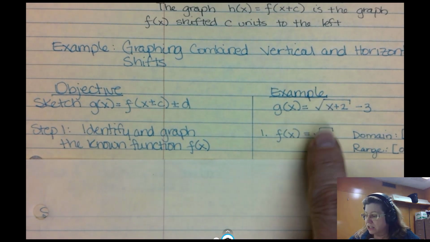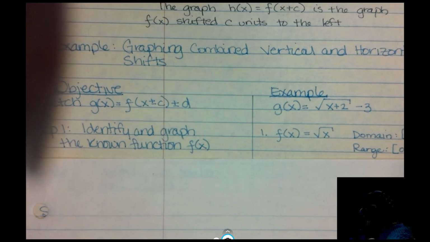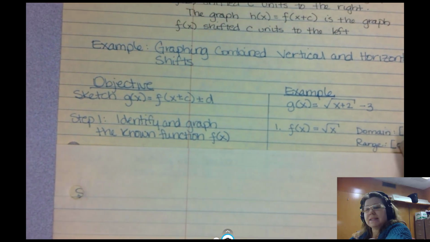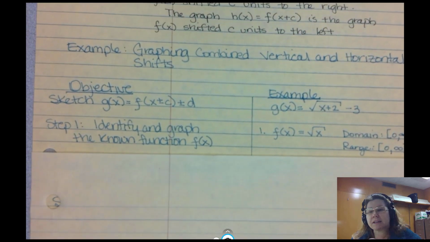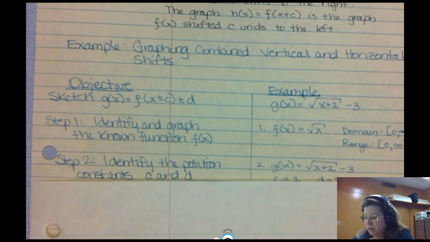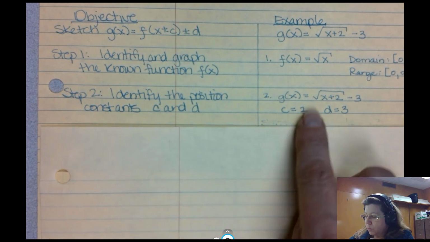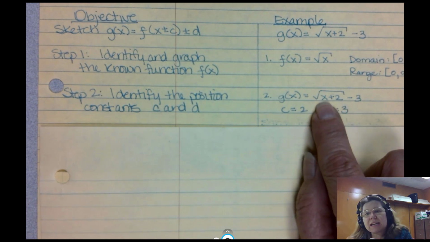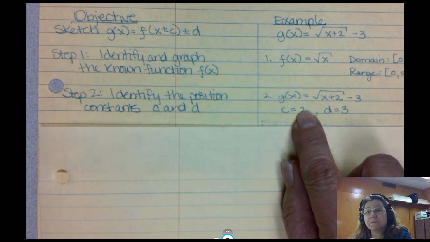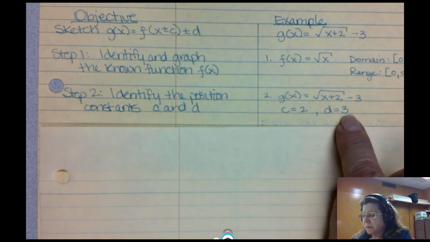So the first step is we really need to identify the graph that it's based off of. So if g of x is the square root of x plus 2 minus 3, where is the original graph in that? Well, it would be the square root of x. Just want to raise this up just slightly. There we go. Give me some more space here. Second step is to figure out the position constants, which are c and d. Well, in the square root of x plus 2 minus 3, the thing that's touching the x is the c. So c is positive 2, and d is the 3 sitting out here. So c is 2, d is 3.